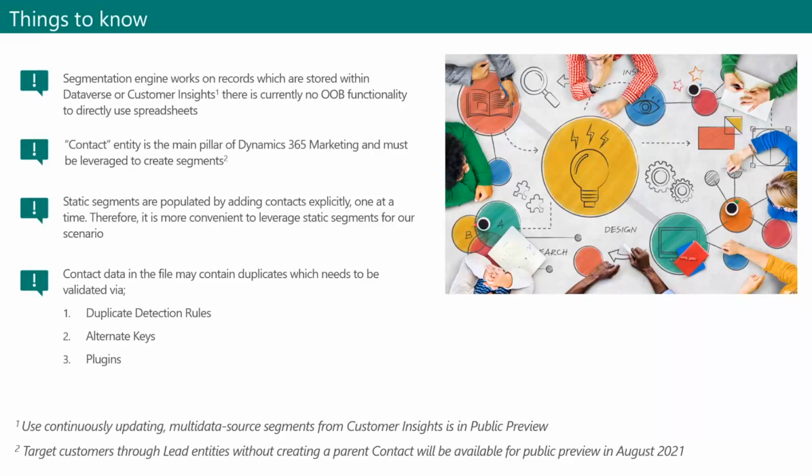Also, there are two types of segments, static and dynamic. Static segments are populated manually and more appropriate for one-shot quick campaigns. Dynamic segments are more suitable for long-running campaigns where the campaign is automatically executed against newly created contacts. Lastly, but not least, spreadsheets can contain duplicate or existing contacts, and those kinds of files should be validated using the power of duplicate detection rules, alternate keys, or even custom plugins. In this demo, for simplicity reasons, I'm going to use the alternate key approach.